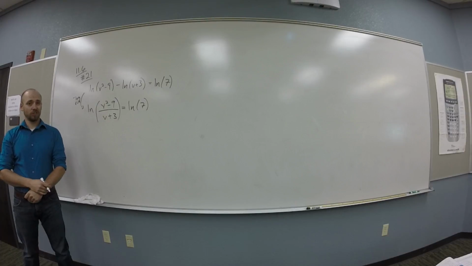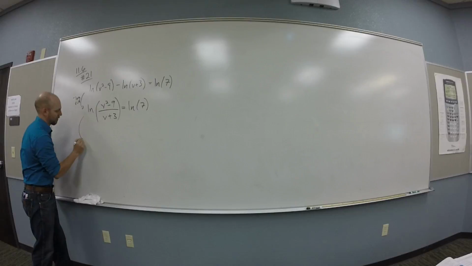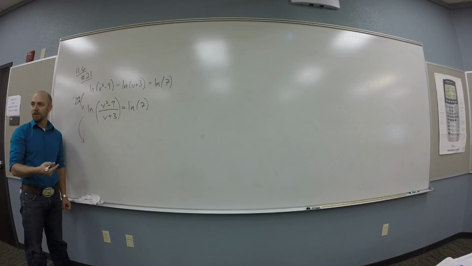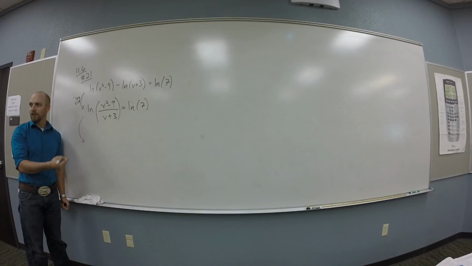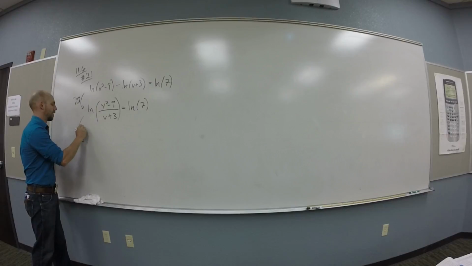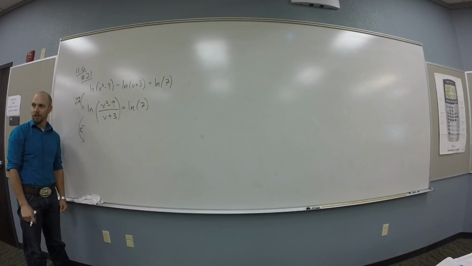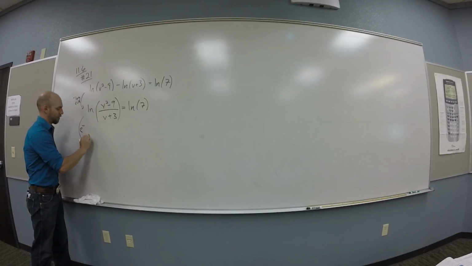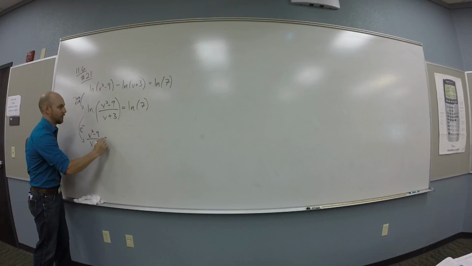Get rid of the logs? How do you get rid of the logs? Yeah, I want to apply the opposite of the logging function. So what's the opposite of the natural log function? E to the stuff. So I'm going to apply e to the stuff to both sides. That's going to pop those logs off of there. And I'm going to be left with V squared minus 9 over V plus 3 is 7.